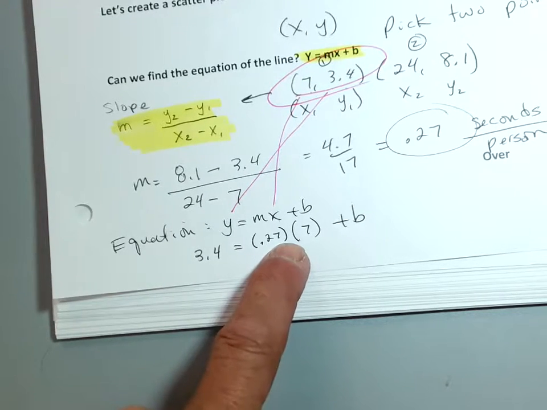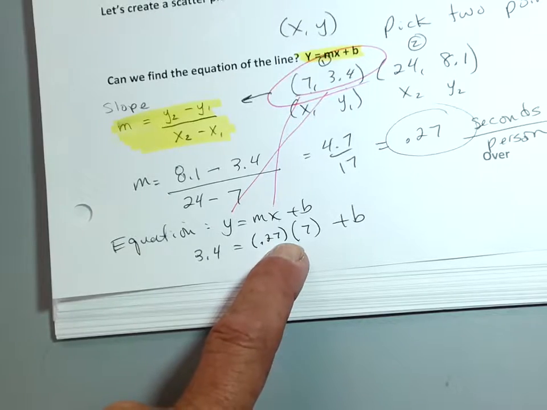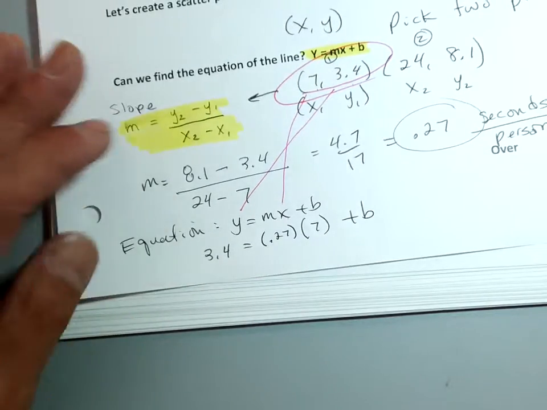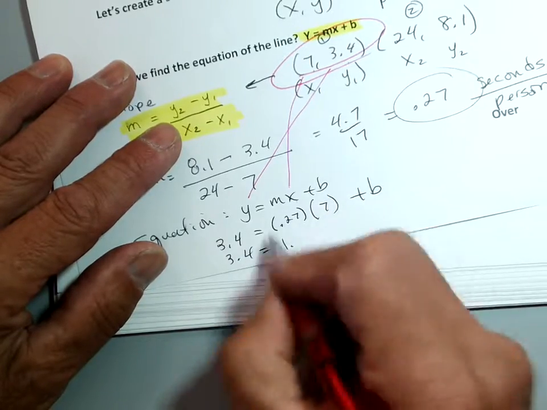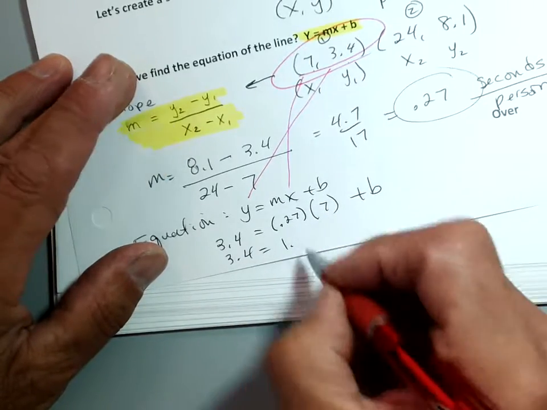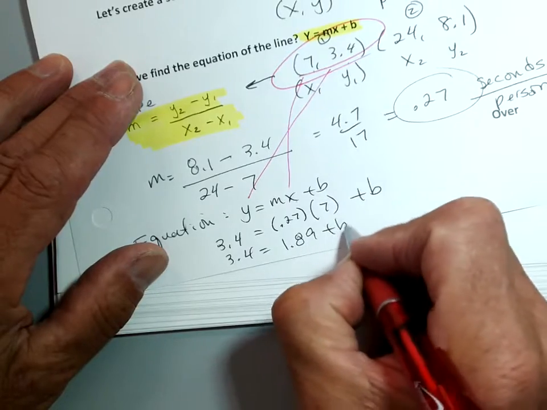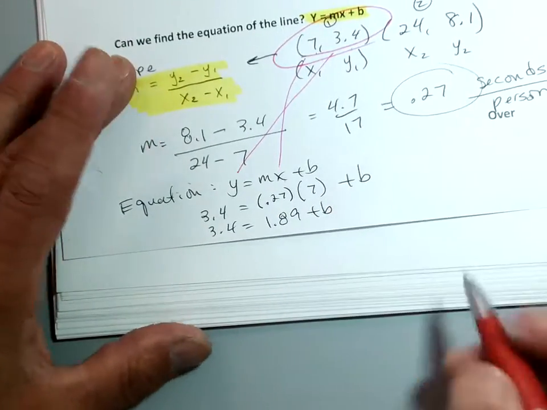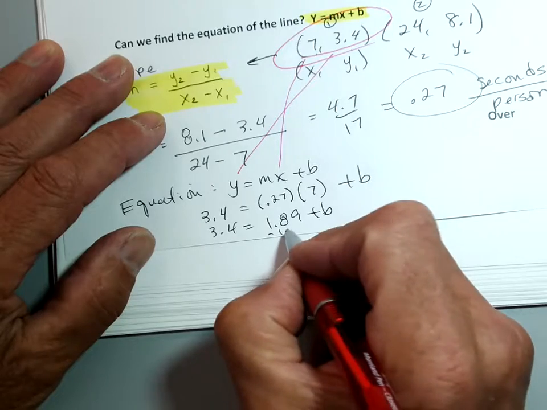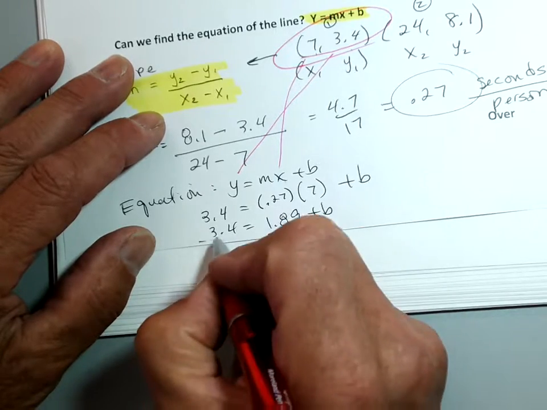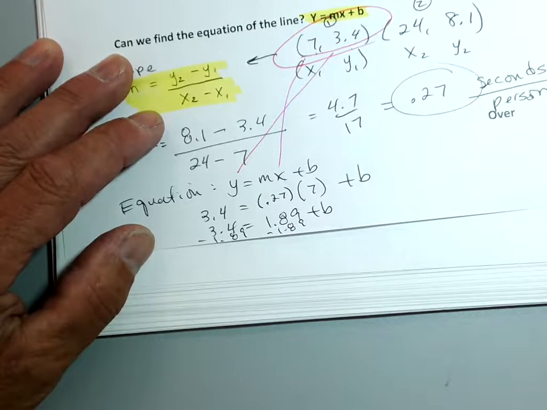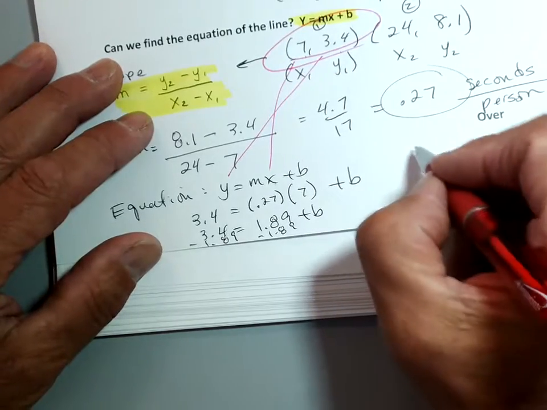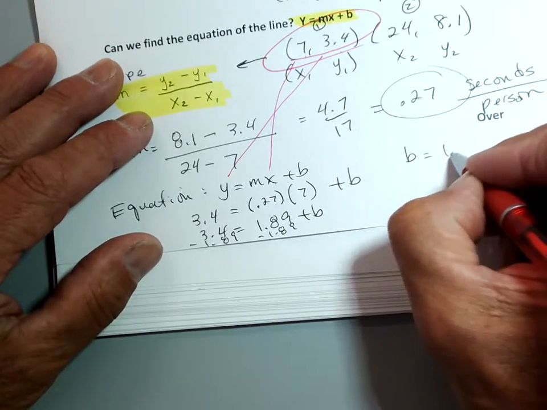So first, what is 0.27 times 7? I get 1.89. So I got 3.4 equals 1.89 plus b. I just multiplied those on my calculator. And I'm going to solve, so I'm going to go minus 1.89. I'm running out of space, minus 1.89. So let's see, 3.4 minus 1.89. I get an answer of about 1.51. So b is about 1.51.